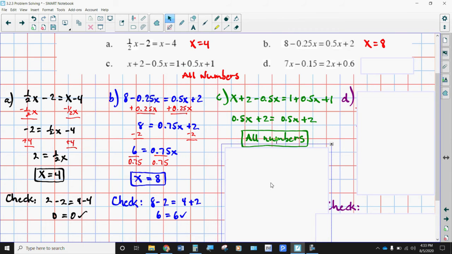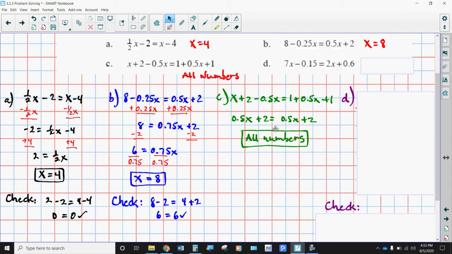If you did want to check it, just to know for absolutely certain that it wasn't supposed to be no solution, I endorse that. I think that's a great idea. If you're having trouble remembering whether it's all numbers or no solution is the answer to a situation like this, then plug in a number. If you plug in a number and it works, then you know it can't be no solution, right?